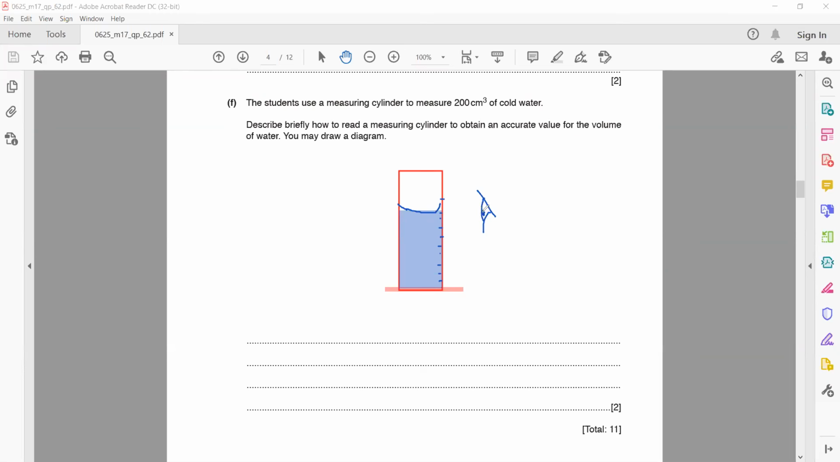If the question says you may draw a diagram, then you should draw one, because maybe your explanation is not complete. So look perpendicular at the lower meniscus to avoid a parallax error. When you draw the diagram, it will complete your answer.